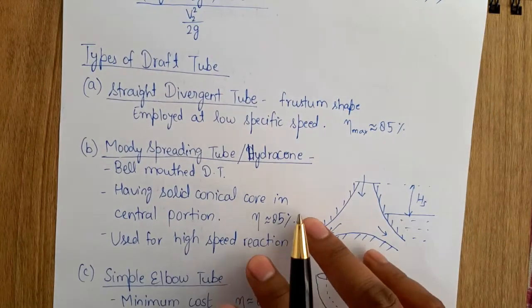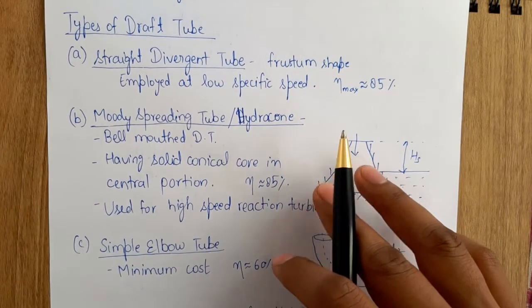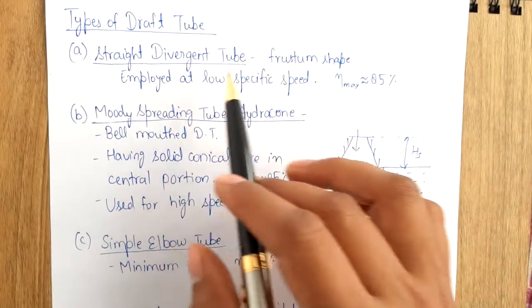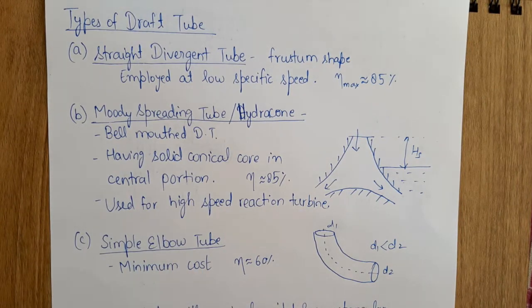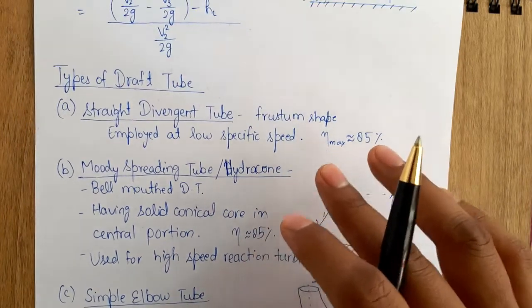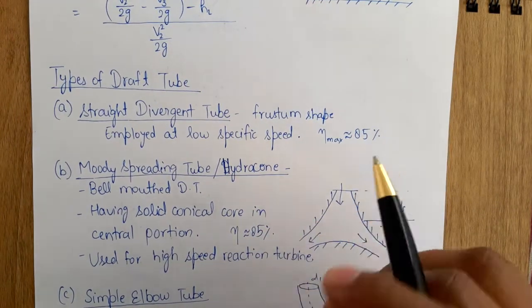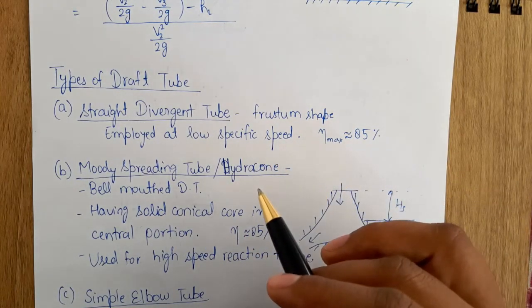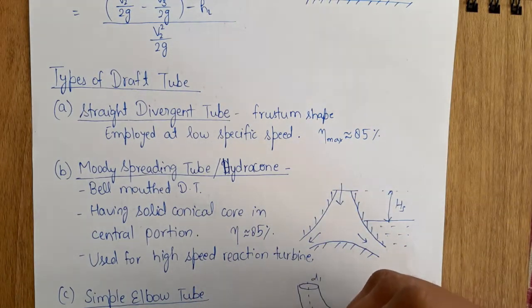Now the types of draft tube: there are four kinds employed in turbine arrangements. It can be a straight divergent tube, a Moody spreading tube or hydrocone, a simple elbow tube, or an elbow tube with a circular inlet and rectangular outlet section. Straight divergent tubes are of frustum shape, and these are employed at low specific speed. In the case of some reaction turbines, maximum efficiency reaches 85%.